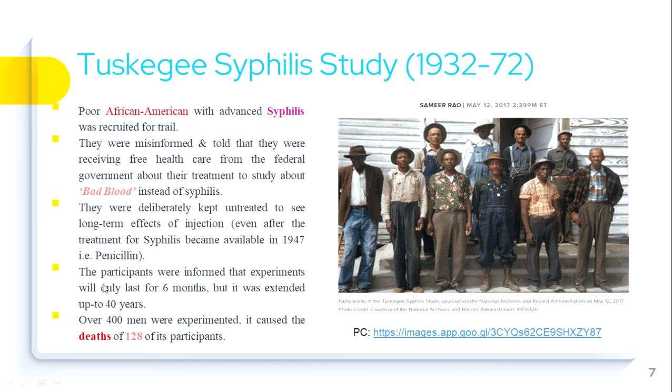The participants were informed that this experiment would last only 6 months at the beginning, but it was extended to 40 years. During these 40 years, over 400 men were experimented on, and it caused the death of around 128 of them. So you can see how inhuman atrocities were conducted during research in the past. This is the reason why there was a need for the formation of a code of conduct in research.